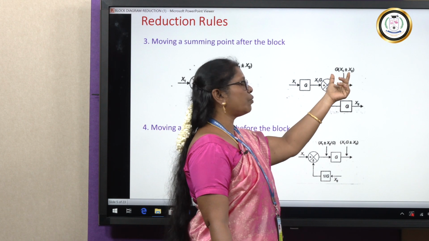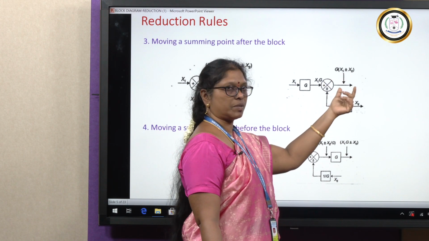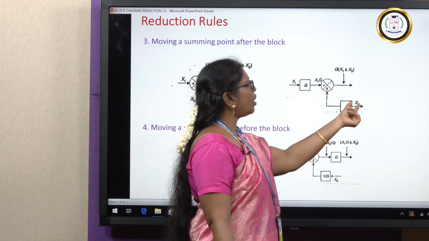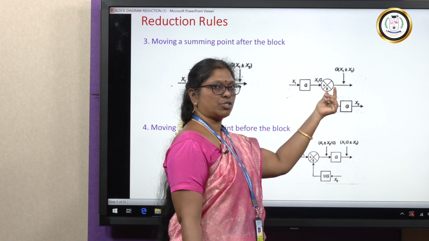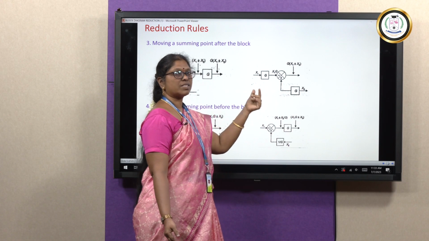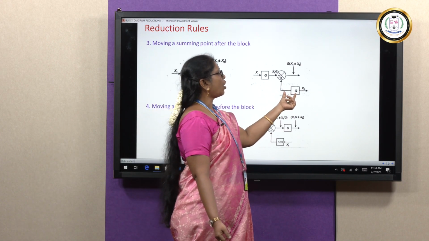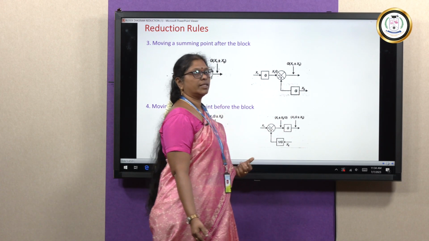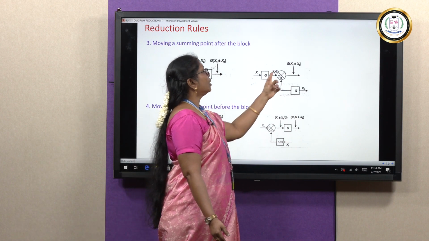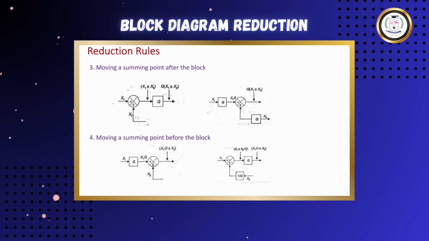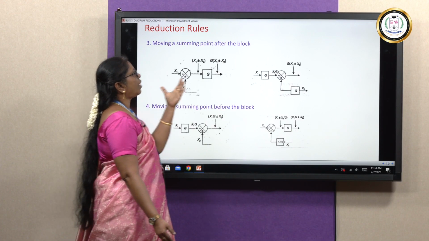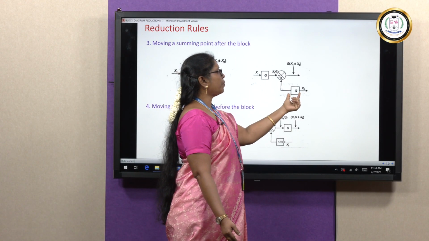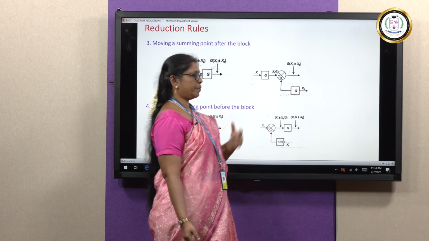So the output we want is g into x1 plus x2. When you are giving only x2, it will be x1g plus x2, but we want x1 plus x2 into g. So we are going to multiply g in the path. So the output is g into x1 plus x2. So moving a summing point after the block, the g will be multiplied.